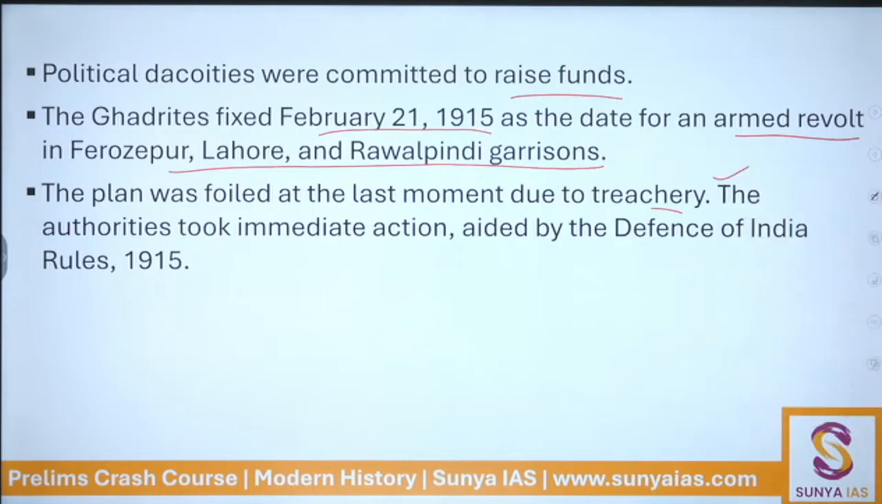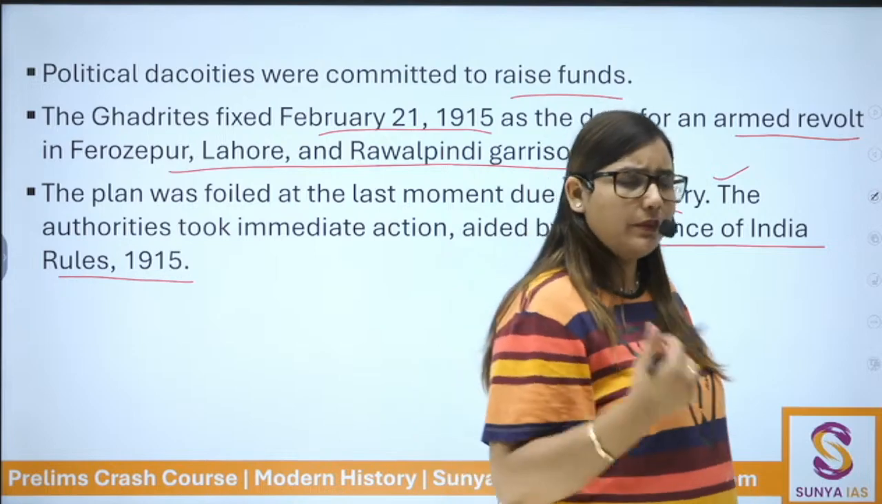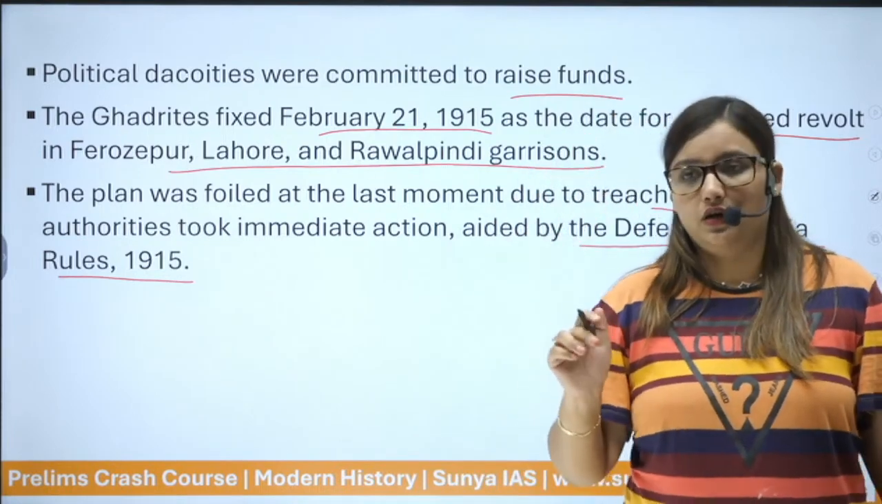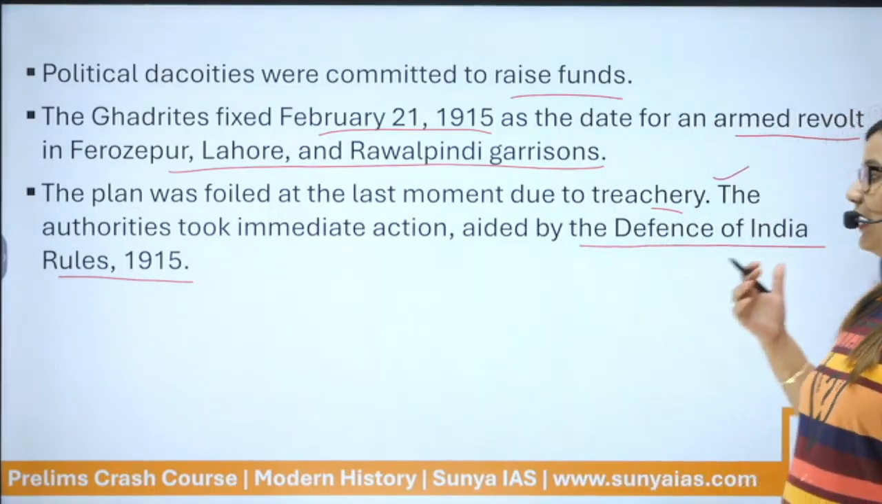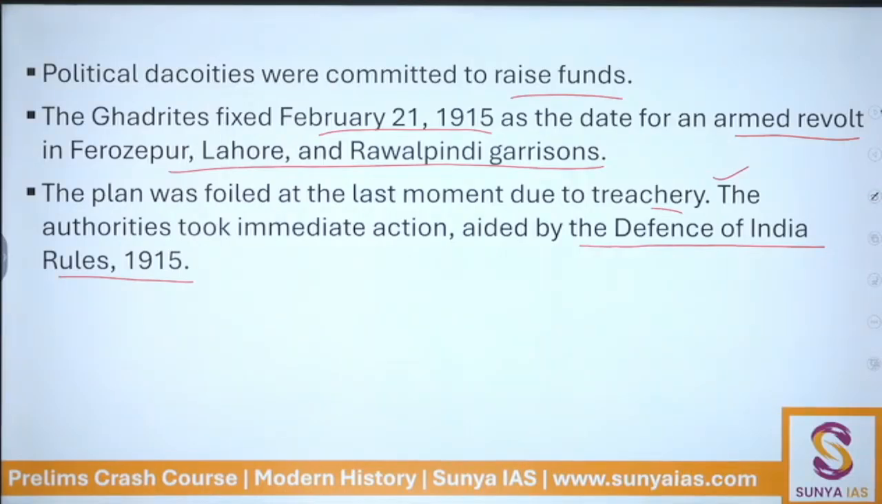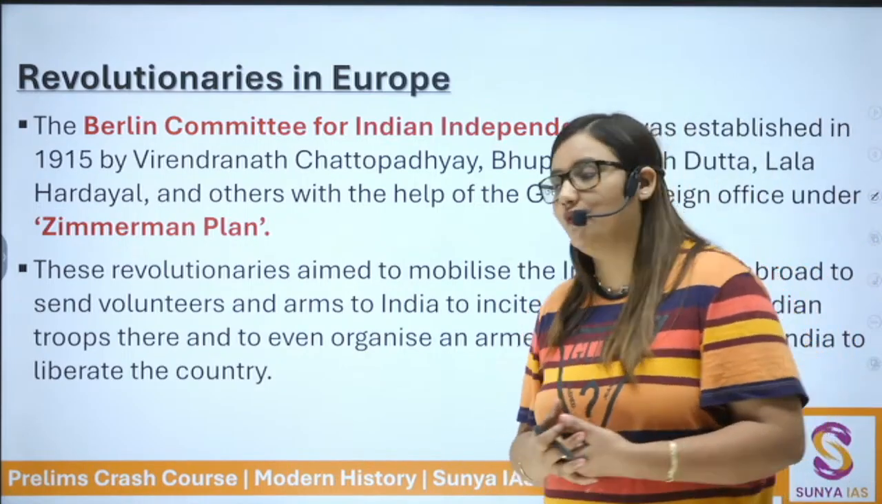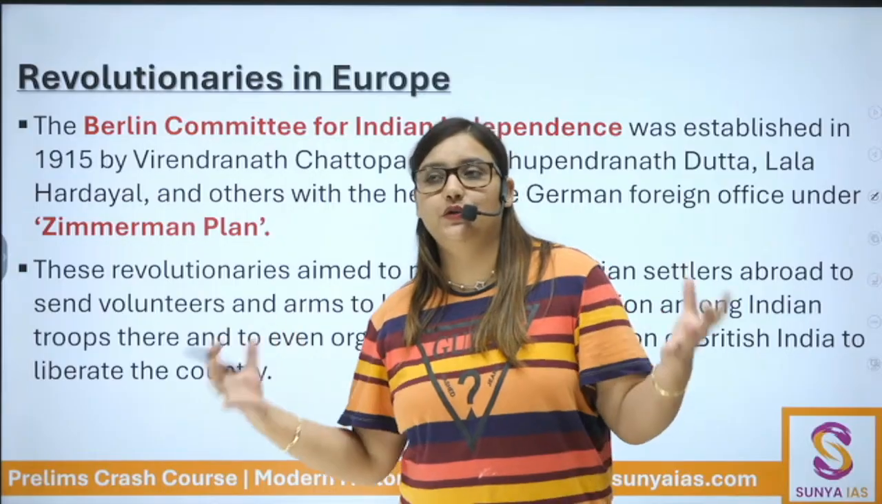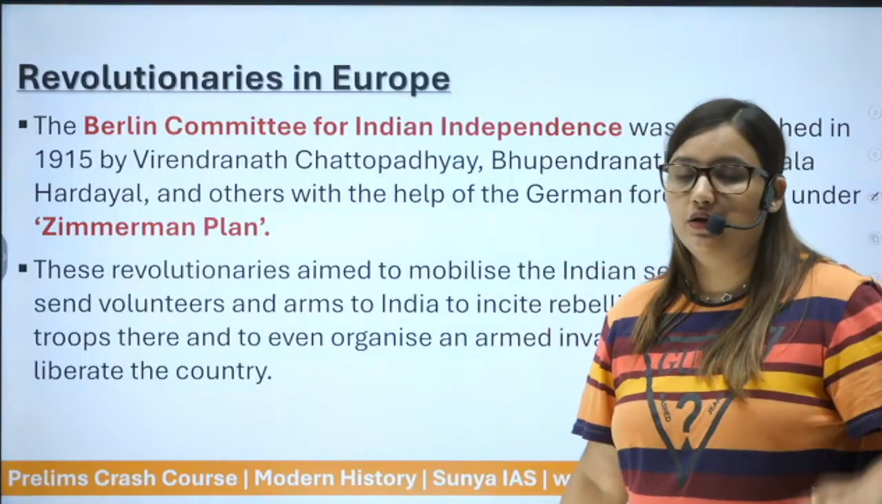Somebody leaked their plan and the authorities took immediate action against them. It was aided by the Defense of India Rules 1915. If you remember the Defense of India Rules 1915, the British government had a list of things so that they could handle these revolutionaries and hang them one by one. So it was the ending of this entire Gadar revolution. They were not successful, but it shows how the first phase of revolution was there and the level of planning which was there.